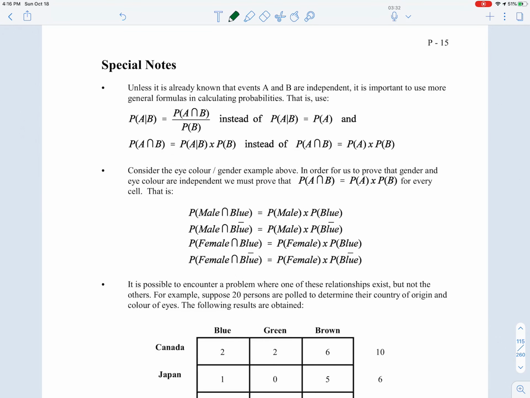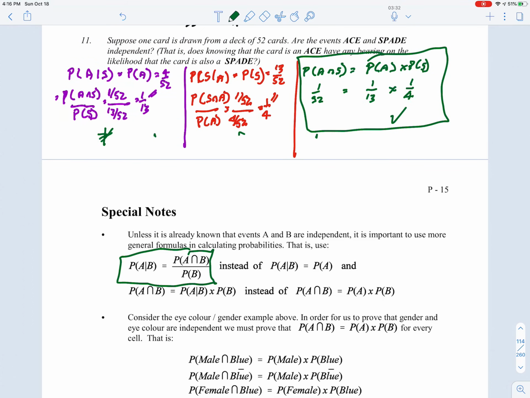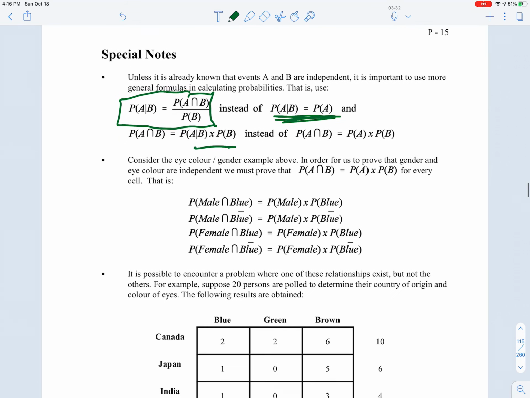Some special notes. Unless it's already known that the events A and B are independent, if you're told that, then that's fine. Otherwise, it's important to use the more general formulas. So in the example that I used here, the probability of A given B, I actually went through this calculation here in each case to show that it's equal to the marginal probability. So you don't jump straight there. You actually have to show it mathematically. Same down here then, okay?